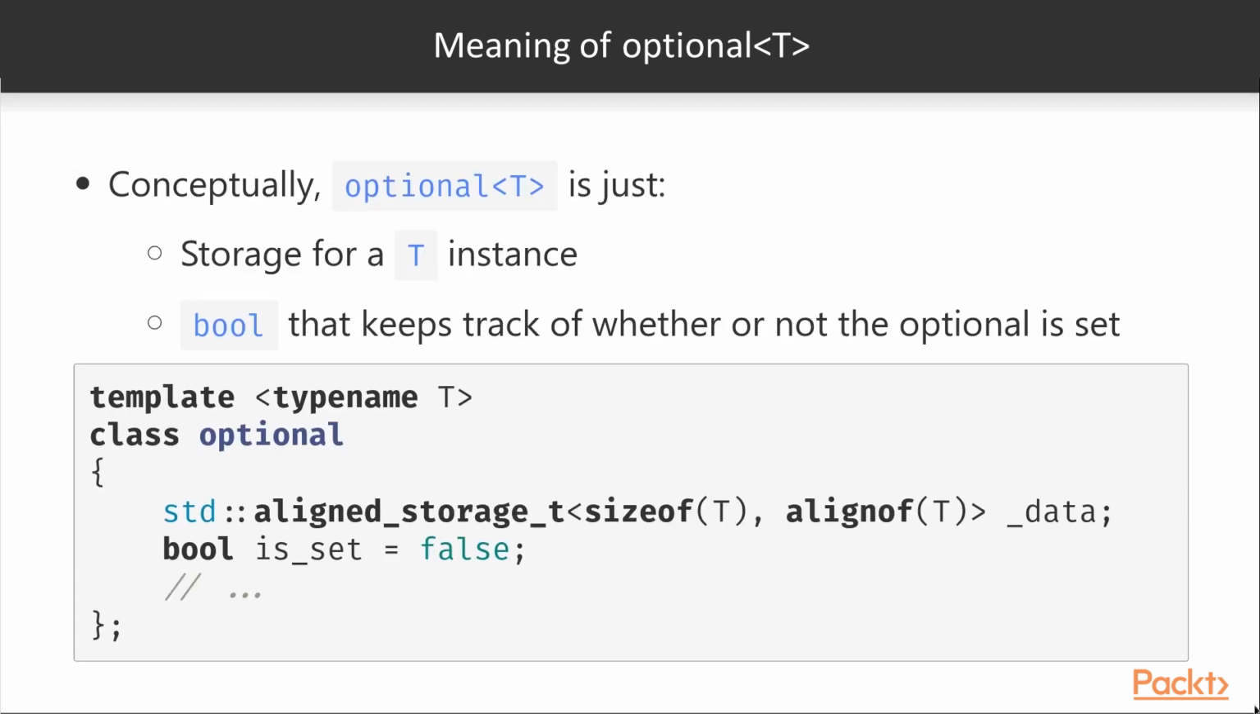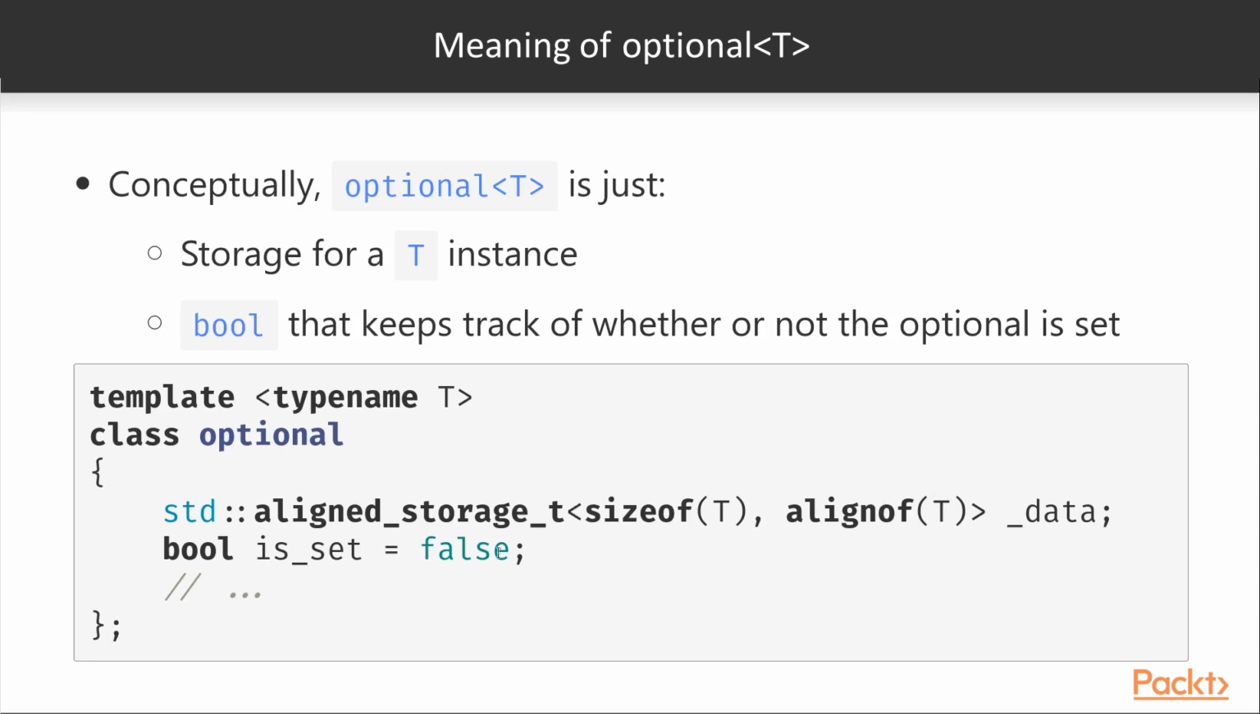Let's now take a look at the memory layout of optional T. Conceptually, optional T is just some storage for a T instance and a boolean that keeps track of whether or not the optional is set. If you imagine a very, very naive implementation, you would have something like a template class called optional that contains an std::aligned_storage with the size of T and alignment of T, and a boolean that is defaulted to false.